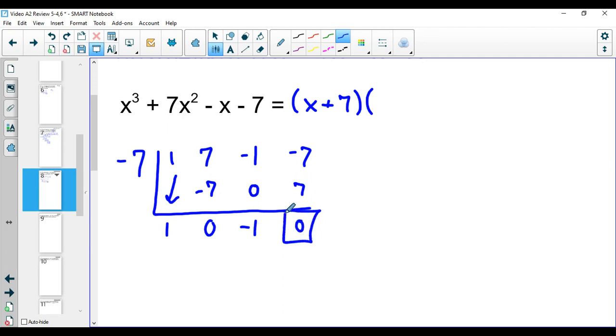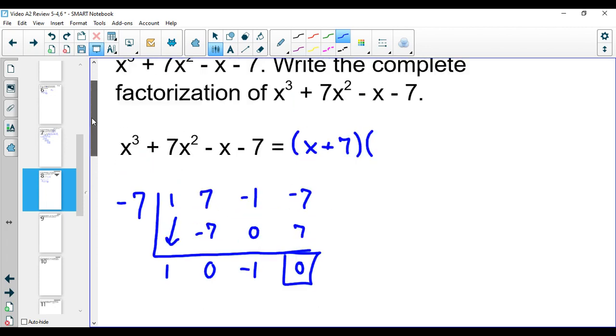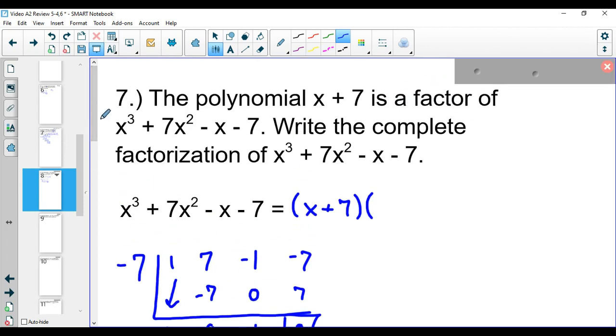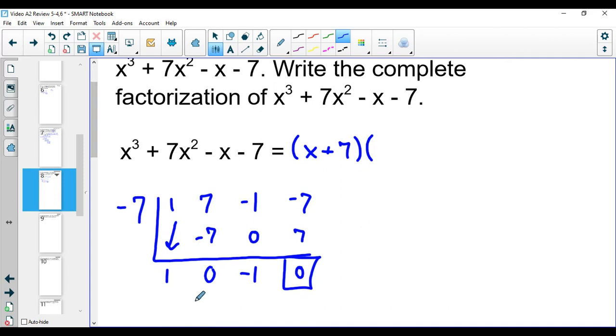If we had gotten a remainder, that means we would have made a mistake, because they told us specifically it's a factor. So now we've got to translate this. Well, if 0 is the remainder, negative 1 is the constant, 0 would be the x to the first, and 1 would be the x squared. So we can rewrite this as x squared minus 1. And I think we can still factor this even further. Oh yeah, we've got a difference of squares here.